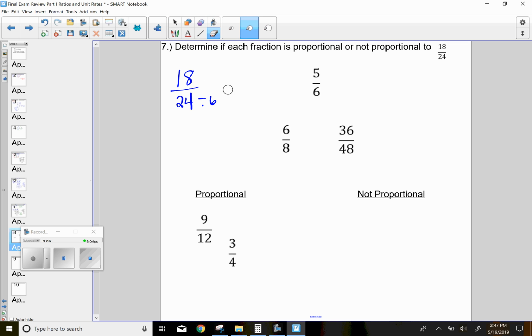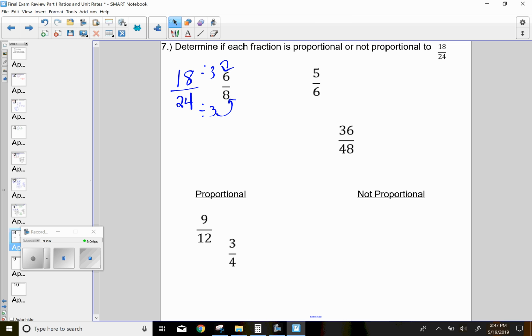And the next one I want to try, let's go with 6. If I know that 18 divided by 3 would give me 6, is it true that 24 divided by 3 is also 8? Let's see, 8 times 3 would be 24.